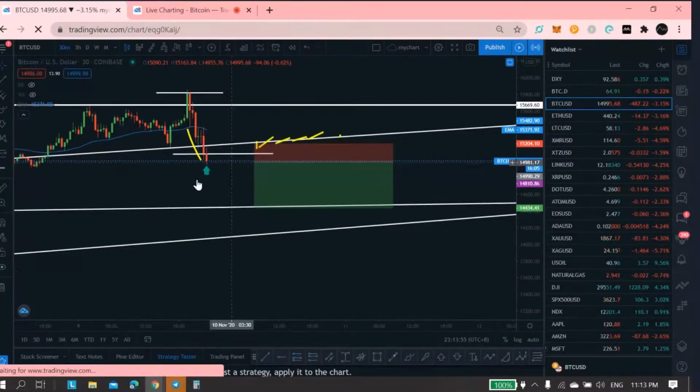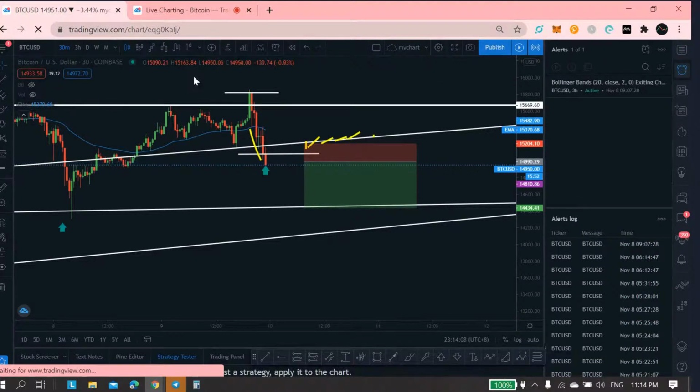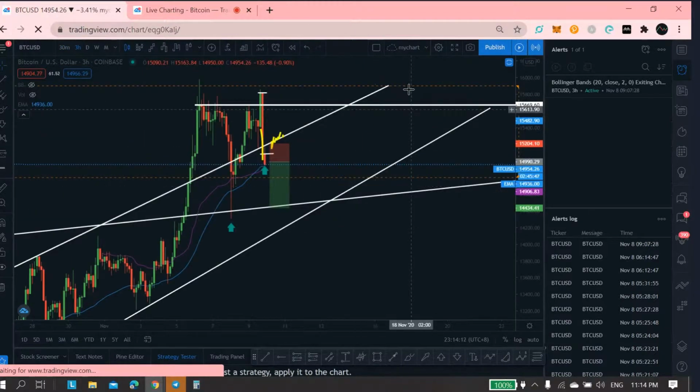However, there's 16 more minutes before the 30-minute candle will close. Normally, when I scalp, I use 30 minutes and 3 hours, but mostly I use the 3 hours. So as I've shown you a while ago, this is my alarm area or alert area.